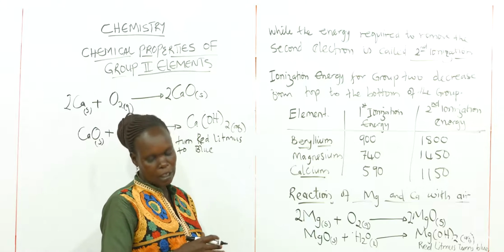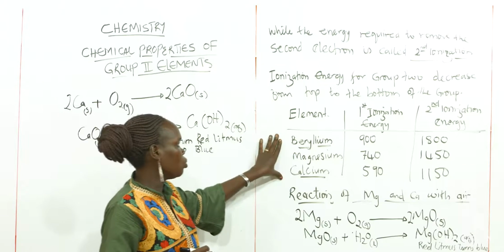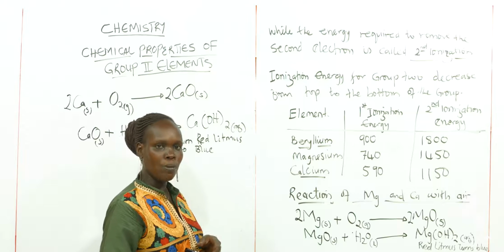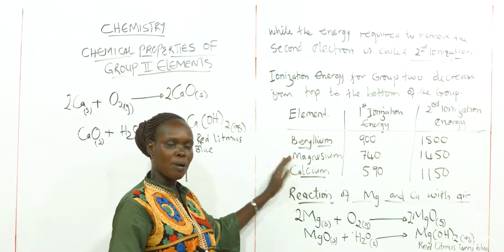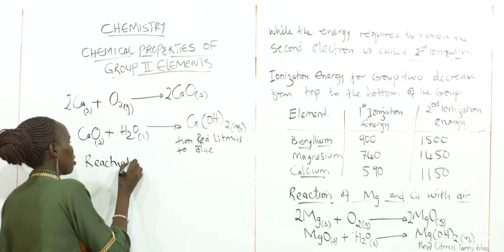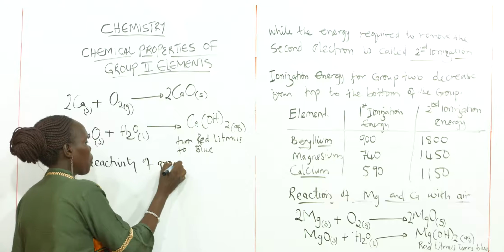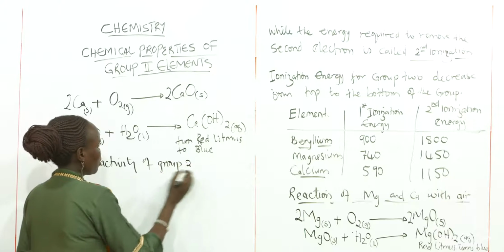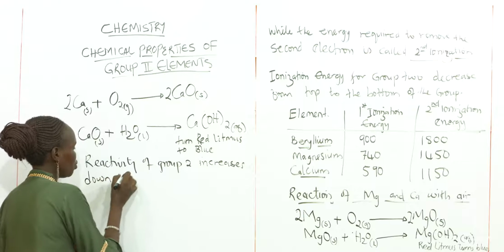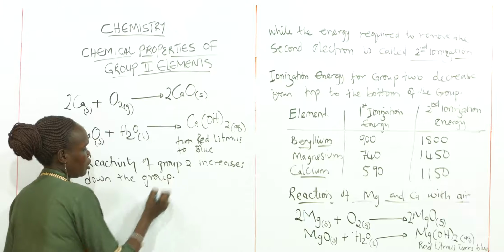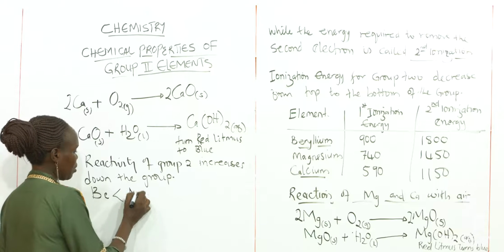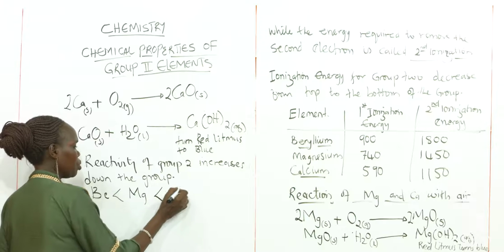However, the reactivity increases as you move down the group. With group 2, we are going to see that the reactivity increases as you move down the group. It means those elements below in the group are very reactive compared to those above in the group. So the reactivity of group 2 increases down the group, and this shows that beryllium is less reactive compared to magnesium, and magnesium is less reactive compared to calcium.